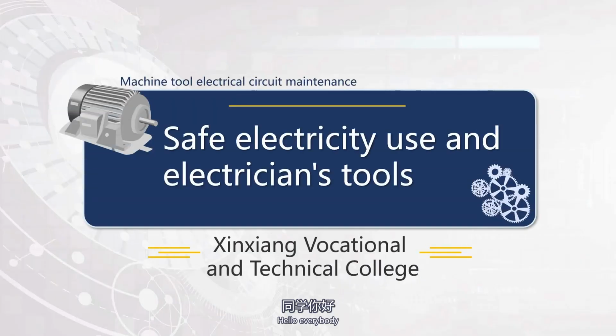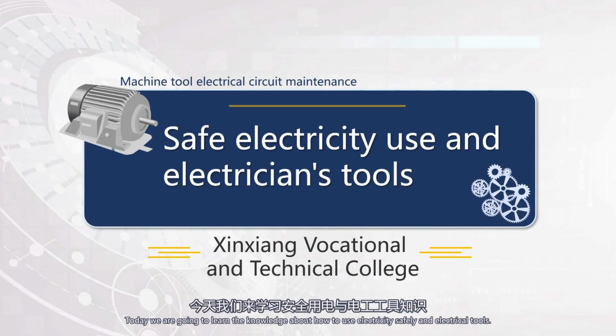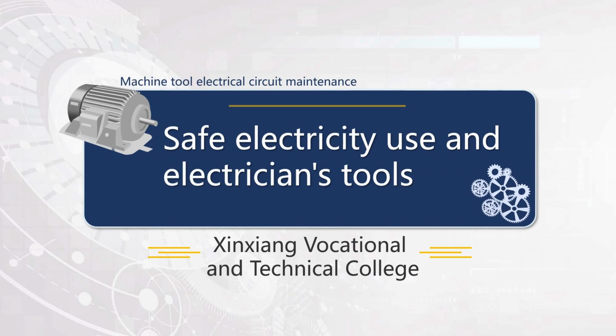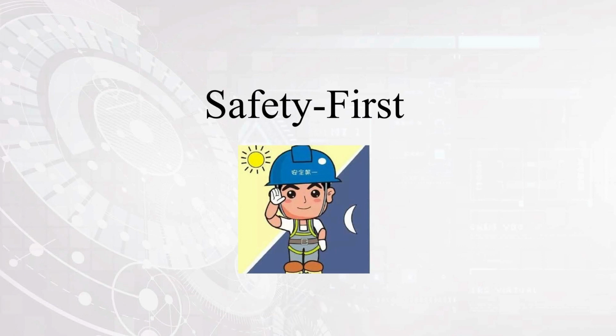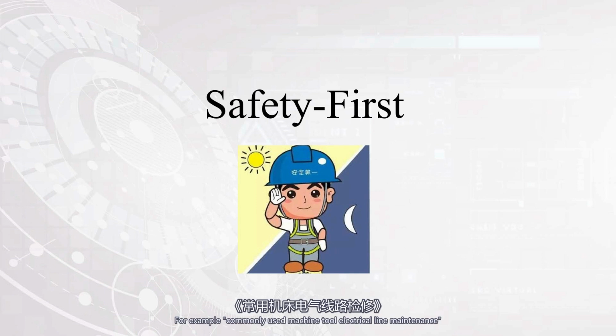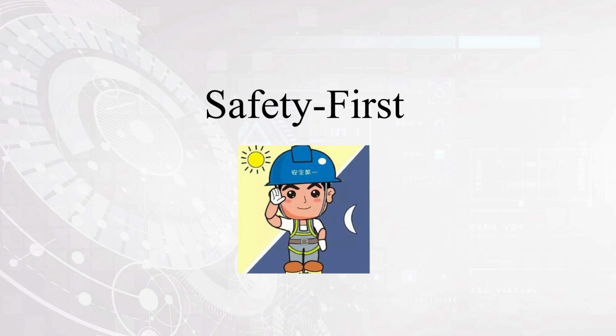Hello, everybody. Today we are going to learn the knowledge about how to use electricity safely and electrical tools. As long as there is production and operation behavior, safety responsibility exists. For example, commonly used machine tool electrical line maintenance is a very practical course including electricity use. So we must learn the content of this section first.